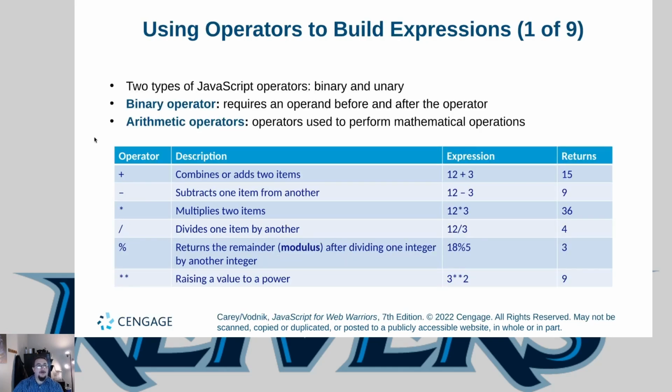JavaScript operators are binary and unary. Binaries are operands before or after the operator. Arithmetic operators perform mathematical operations. So for example here, we see the plus is plus 12 plus 3 equals 15. 12 minus 3 would equal 9. 12 times 3 equals 36. 12 divided by 3 is 4. A remainder or modulus, remainder of 3. Raising is the double star, so 3 squared comes out to 9.